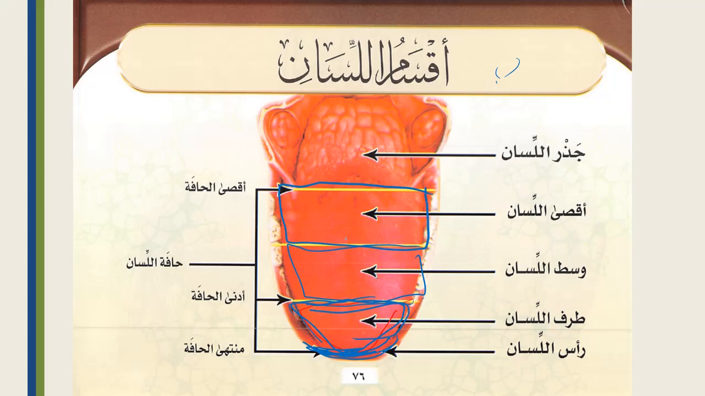Now let me change the color. We have the edges of the tongue. Here we have the edges of the tongue. The edges of the tongue are divided into two parts. Here, this one is the back edge, and here we have the front edges. The edge is just this, as the name says. This one here, and here. These are the edges.